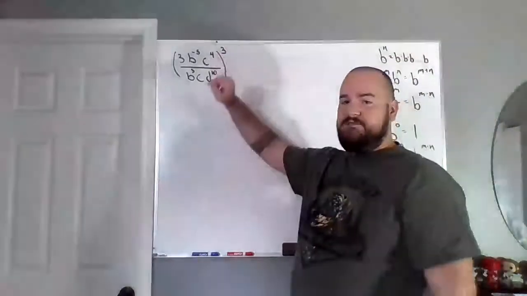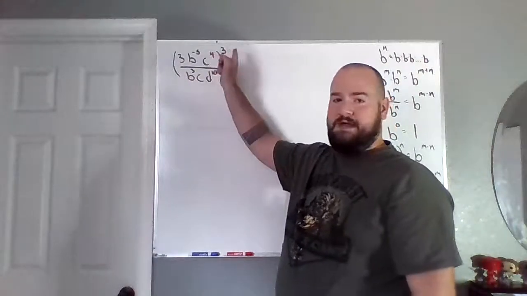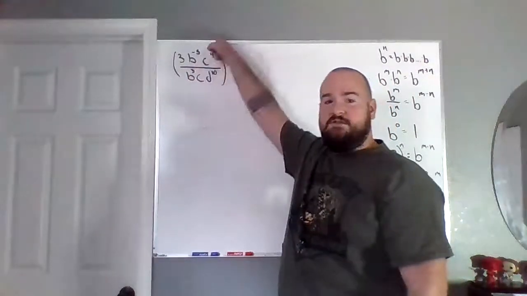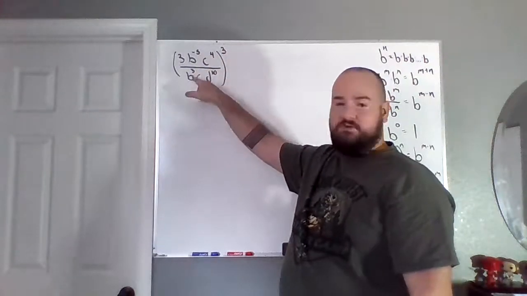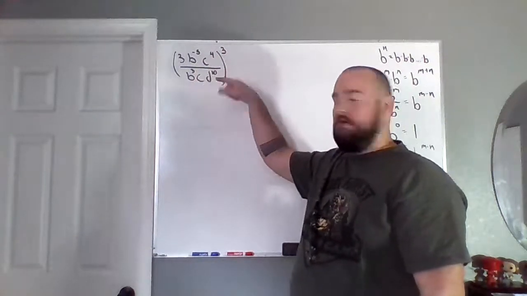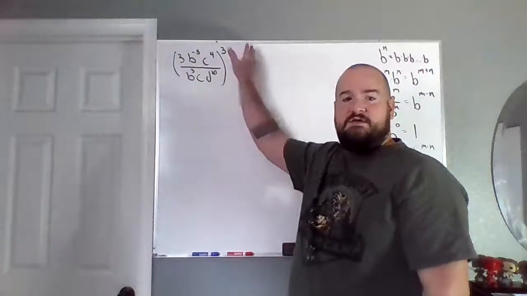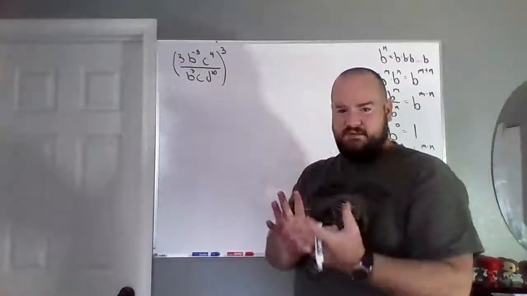So I could really write this as 3 to the third power times b to the negative fifth to the third power times c to the fourth to the third power, divided by b to the third power times c to the third power times d to the 10th to the third power. I can distribute that 3 to every piece and get rid of these parentheses.